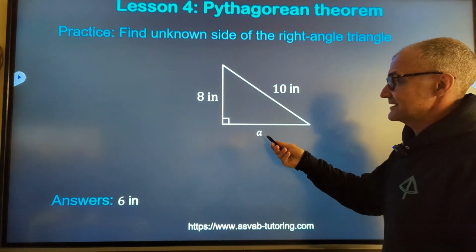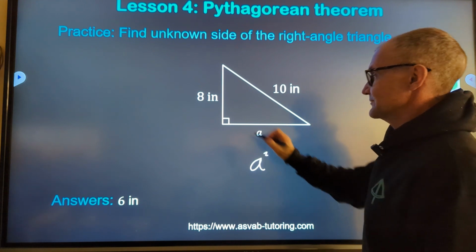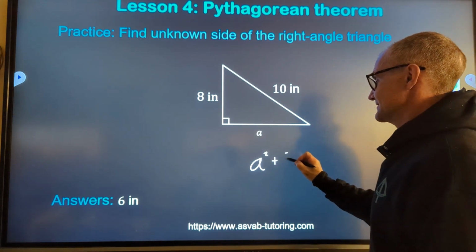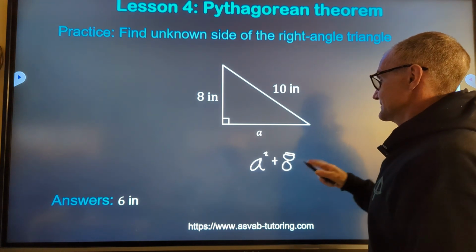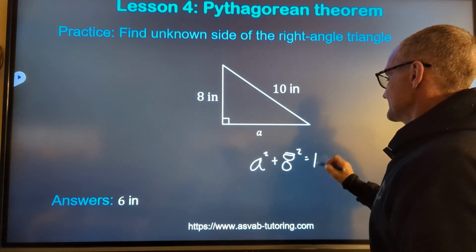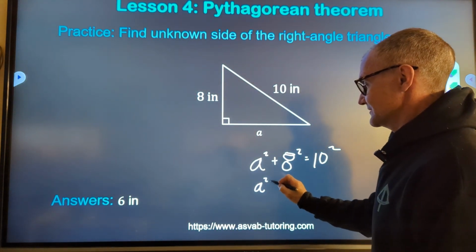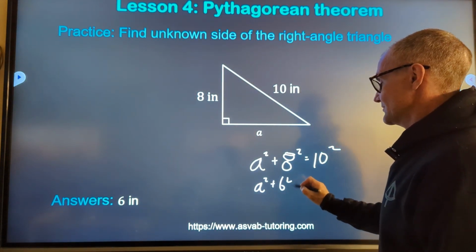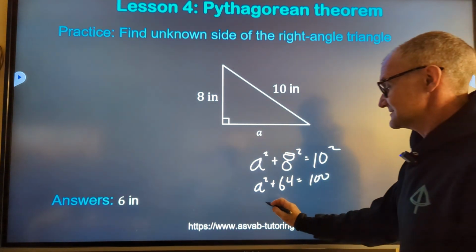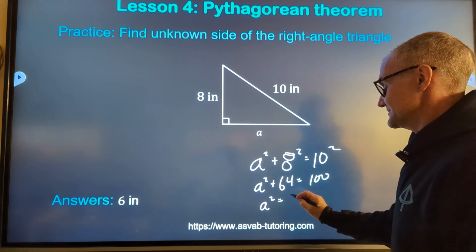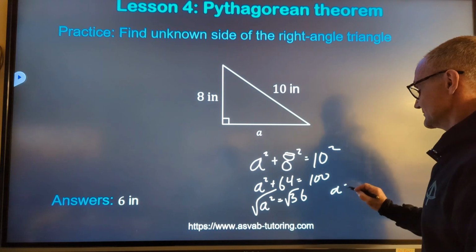So I don't know this side. Remember though, it's important: you've got to do one leg squared, a squared, plus the other leg squared, 8 squared, is equal to hypotenuse squared, 10 squared. 8 squared is 64. So a squared plus 64 is equal to 100. Subtract 64 from both sides. So I get a squared is equal to 36. Square root of both sides, a is equal to 6.